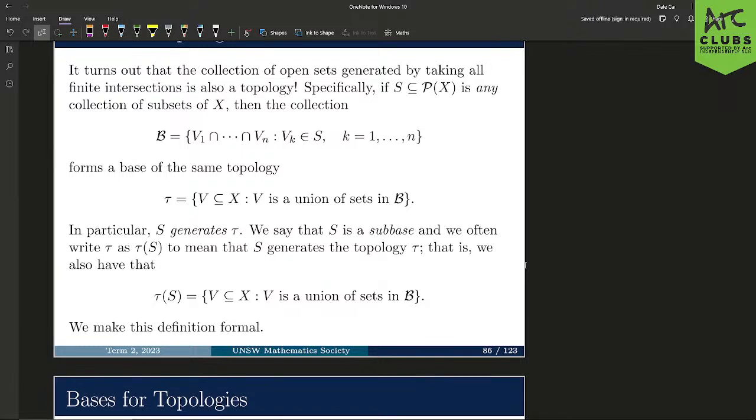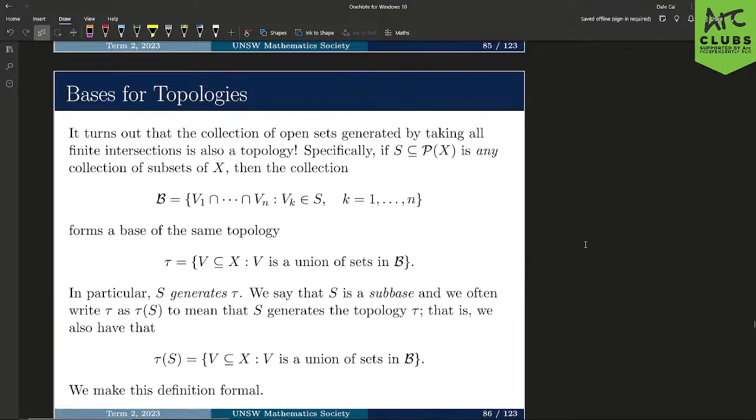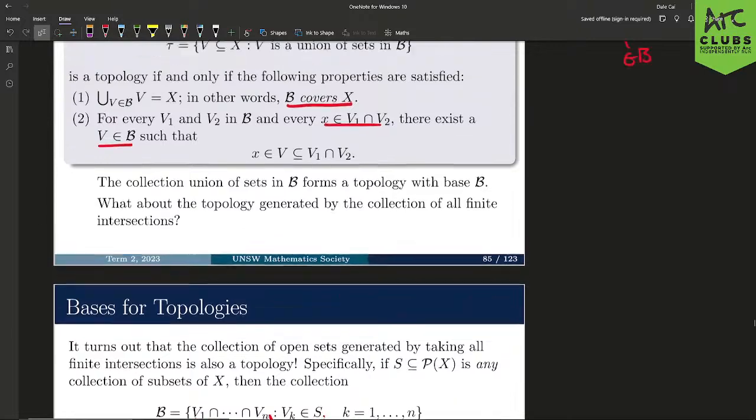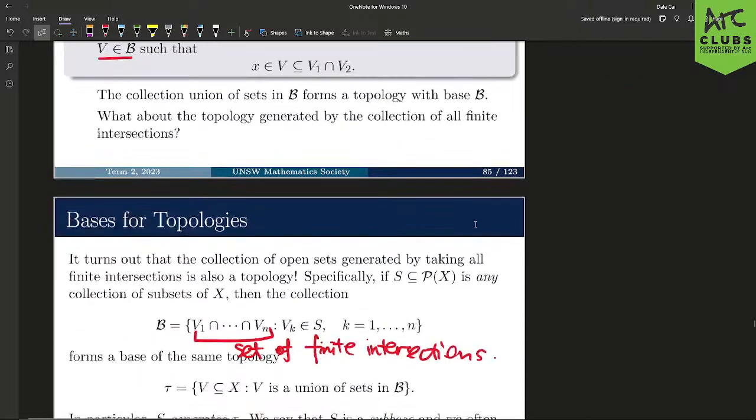Okay, but we can go even smaller. We can introduce something called a subbase. So let's look. S is a subbase if we can make a base out of any set by taking the set of finite intersections inside S. And you can easily check that this set satisfies these two conditions to be a base.